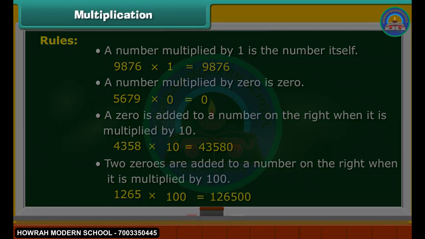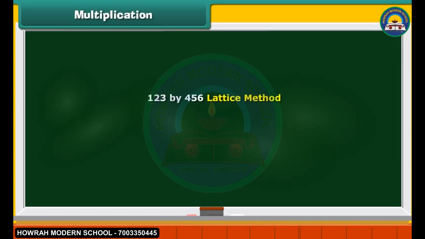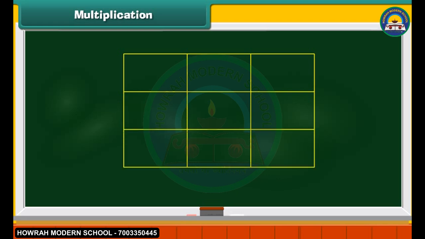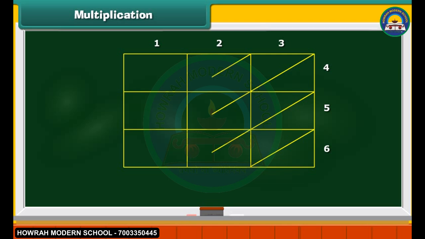1265 multiplied by 100 is equal to 126500. Let us multiply 123 by 456 using the lattice multiplication technique. Draw a table with 3 rows and 3 columns. On the top, write 1, 2, and 3 horizontally from left to right. On the right, write 4, 5, and 6 from top to bottom. Divide each cell of the table into 2 with the help of a diagonal.